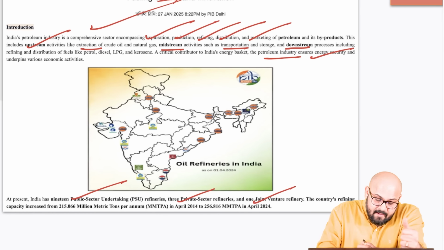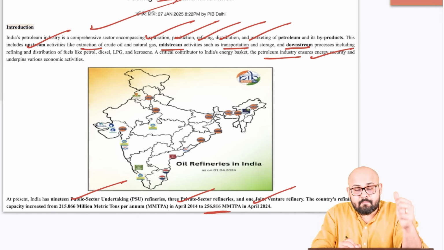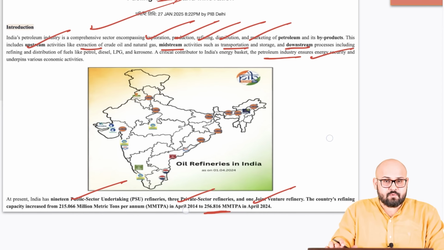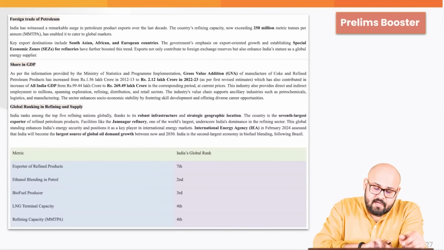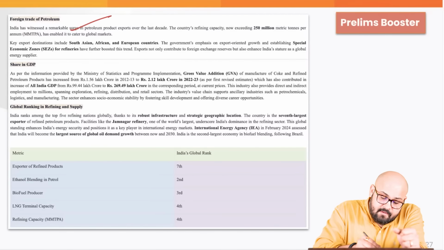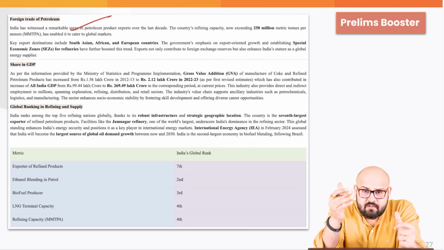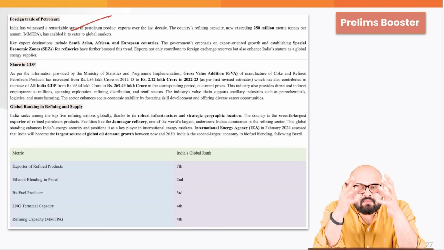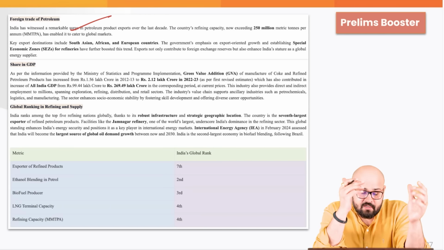The country's refining capacity has increased from 215 million metric tons per annum in April 2014 to almost 256.8 million metric tons per annum in 2024. So we are increasing the refining capacity. Foreign trade of petroleum: India has witnessed a remarkable surge in petroleum exports. We have some products which are being exported because we import a lot of crude oil. Then we basically refine it, and a lot of these refined products are exported.